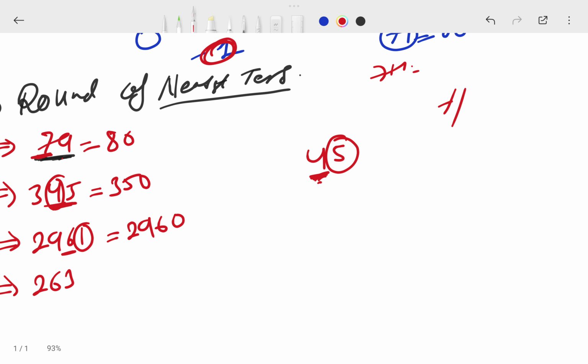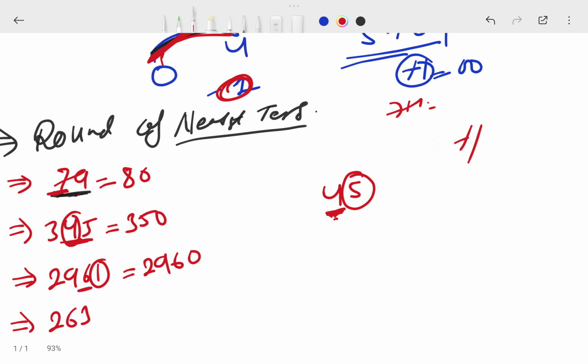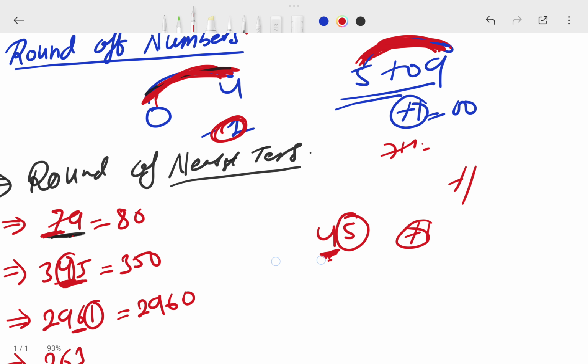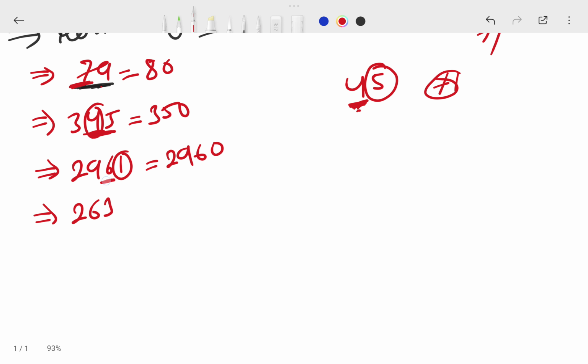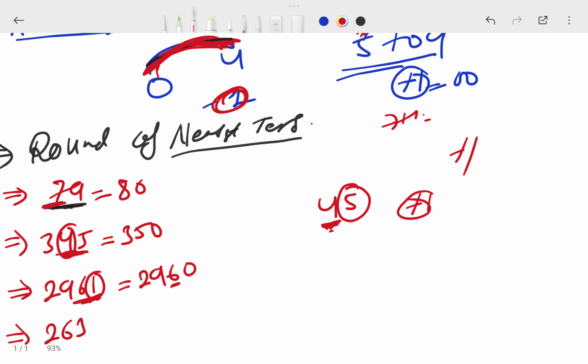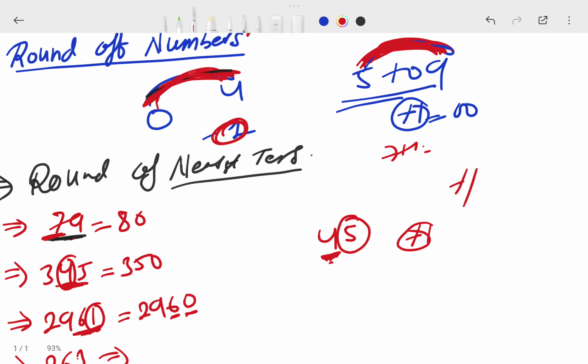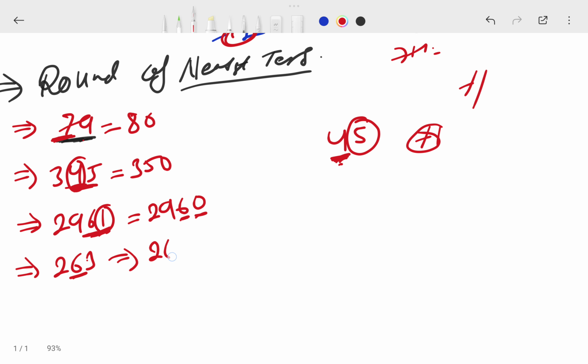Why? Because when the nearest digit is between 5 to 9, it's going to be plus 1, like 5, it's going to be plus 1. But when the nearest digit is between 0 to 4, it's going to be 0. Like 6 here, 6 is in the tens position, but we have to see the nearest digit, which is 1, so we write 0. Simple. Now if you see this one, the nearest is 3, so it's also between 0 to 4, so it becomes 0. So we will write 2 and 6 the same, and after that whatever number is there, we will write 0 only.